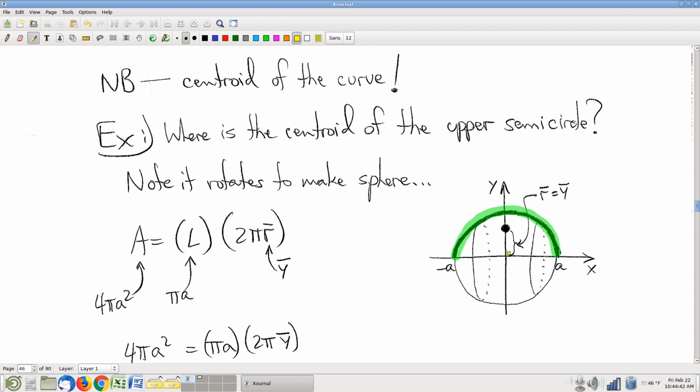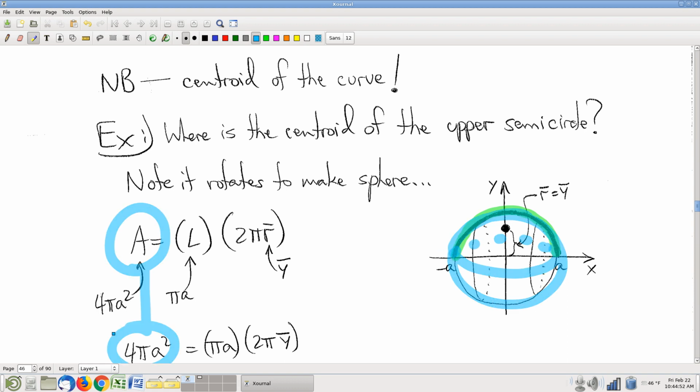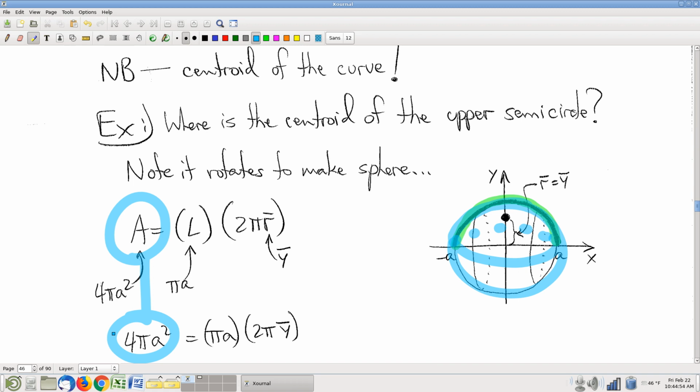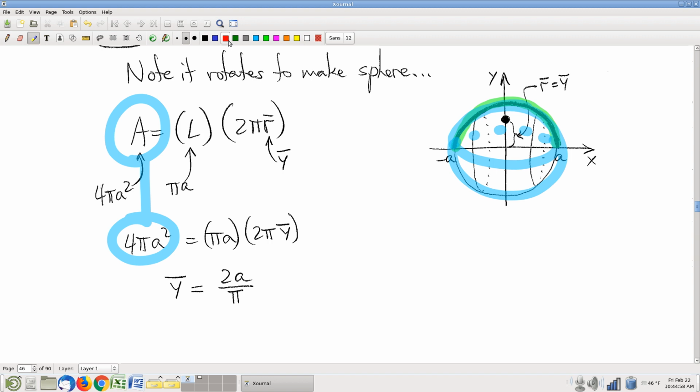But I know what happens when I take that area and rotate it around: I get a sphere whose area formula I already know. And then by connecting through Pappus's theorem, I can compute the location of the centroid, and there it is, as it turns out. Okay, nice application.